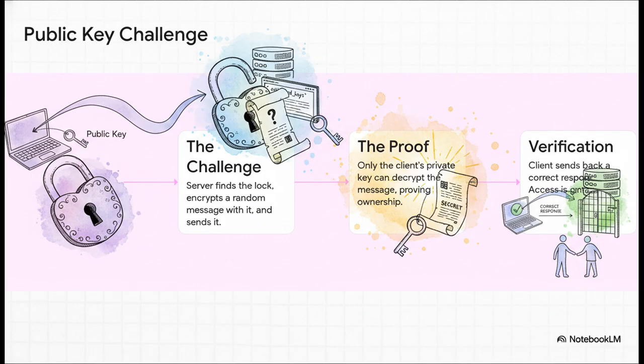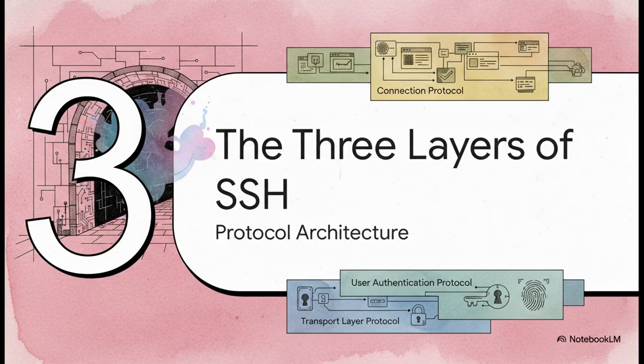It generates a random, secret message, puts it in a box, and uses your public padlock to lock it up. It then sends this locked box back to you as a challenge. Here's the critical part. The only thing in the universe that can unlock this box is your private key, which has never left your computer. Your client uses your private key to open the box, read the secret message, and sends back a correct response to the server. And when the server sees that correct response, it has mathematical proof that you hold the private key. You're authenticated, and you never send a password or your secret key across the network. It's incredibly elegant.